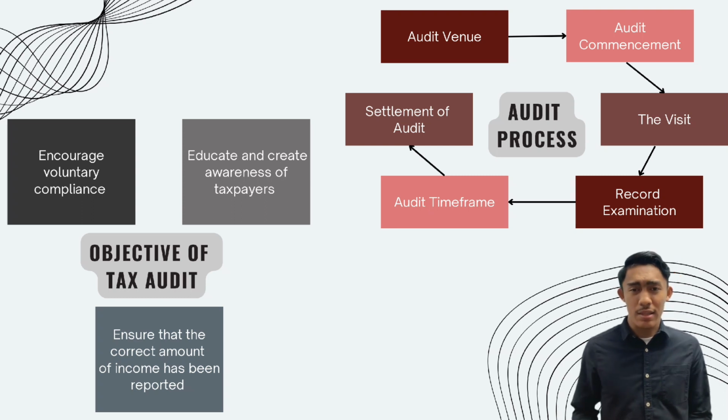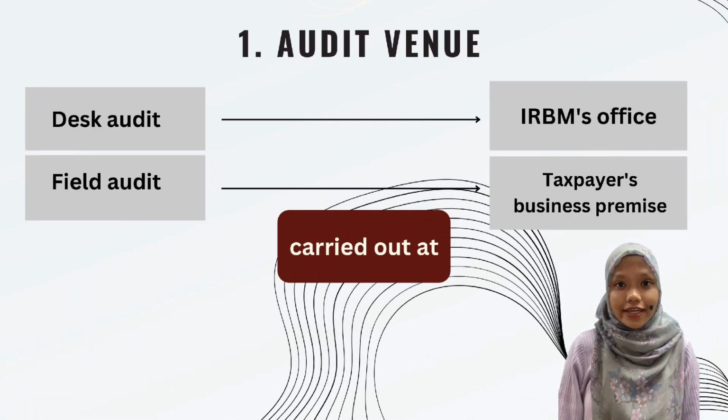The audit process consists of audit venue, followed by audit commencement, the visit, record examination, audit time frame, and settlement of audit. Desk audit is carried out at IRBM's office, while field audit is carried out at the taxpayer's business premises.